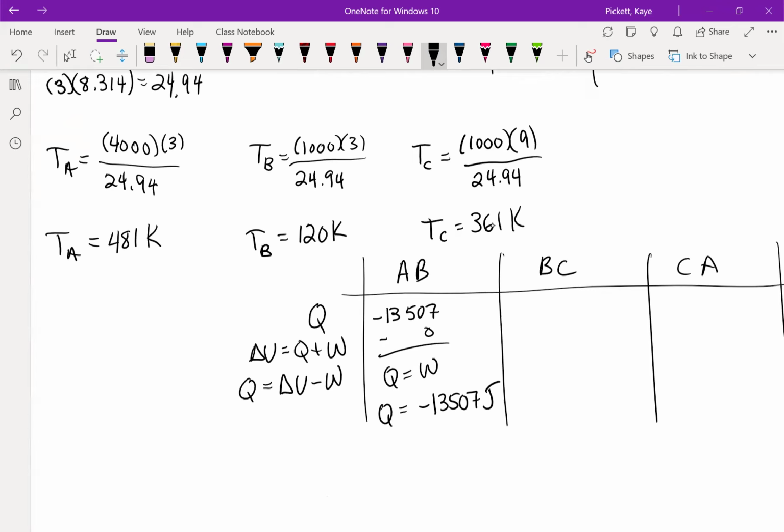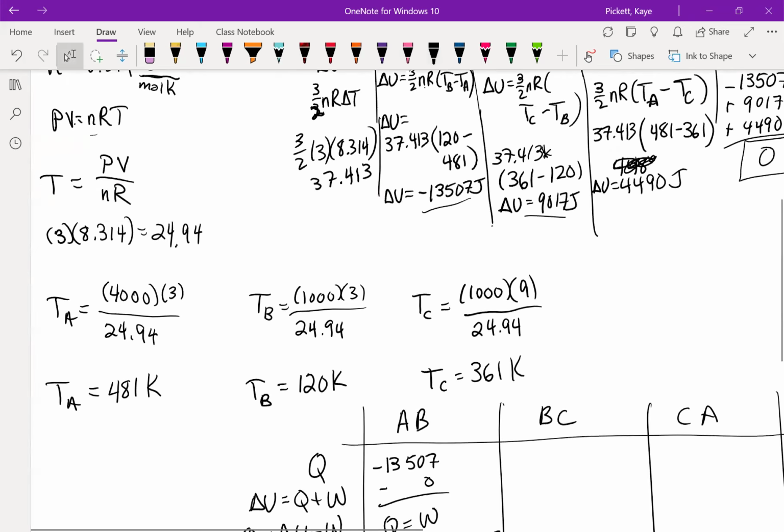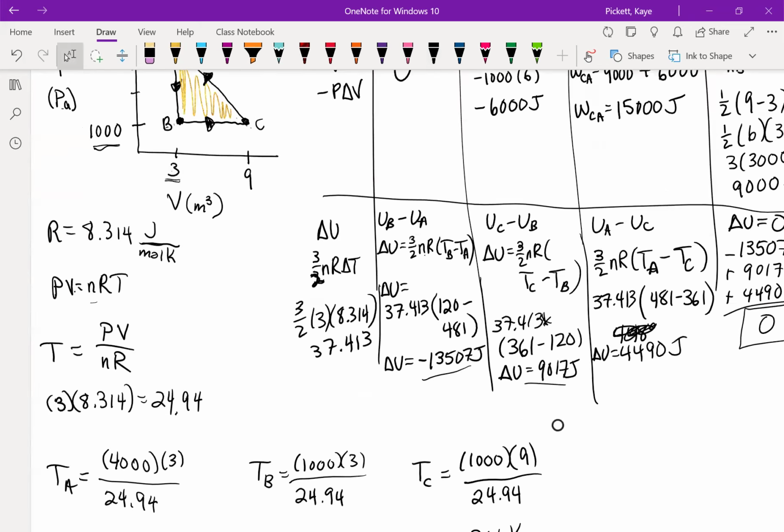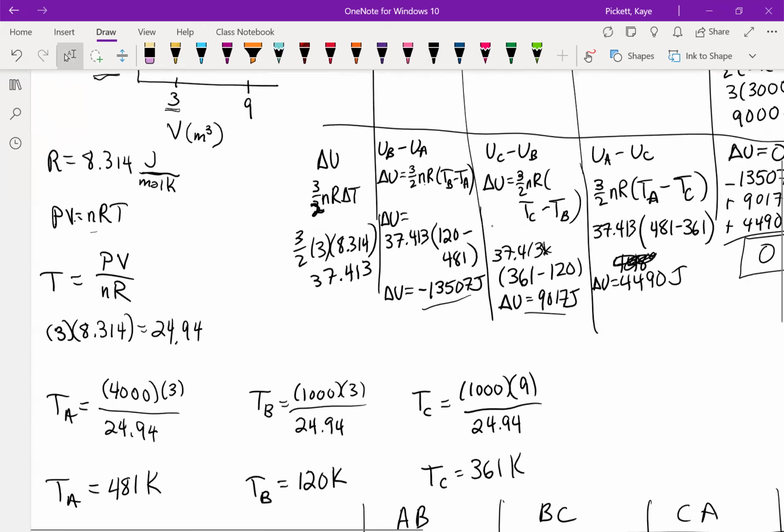I didn't do any work. I lost internal energy. Where did that energy go? Oh, it went to outside the system. It transferred it to the surroundings. That's what heat is. It's the transfer of energy from the system to the surroundings or to another object. So now let's look at BC. I've got delta U is 9,000 joules. And I've got the work is negative 6,000 joules.